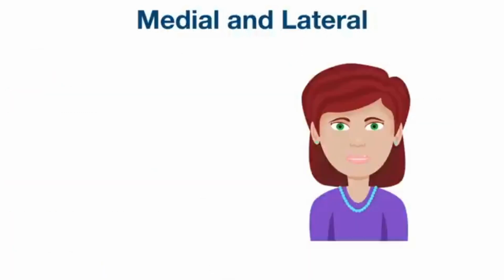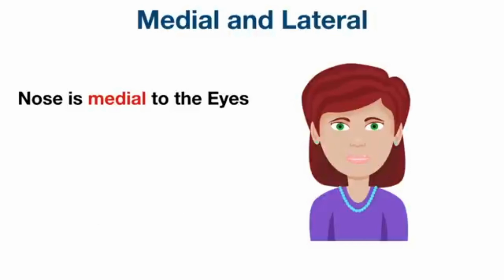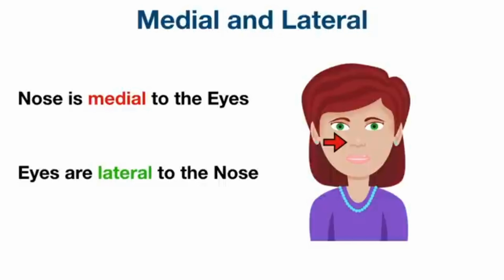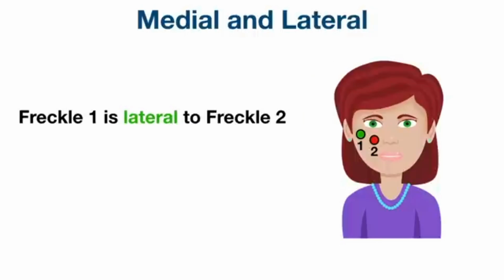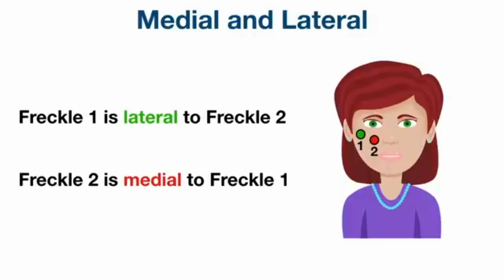Let's look at some examples of medial and lateral. We can say the nose is medial to the eyes because the nose is more toward the midline compared to the eyes. We can also say the eyes are lateral to the nose because the eyes are more toward the side of the body compared to the nose. If the woman had 2 freckles on her face, as shown on the image, you could describe freckle 1 as being lateral to freckle 2, or you could say freckle 2 is medial to freckle 1.